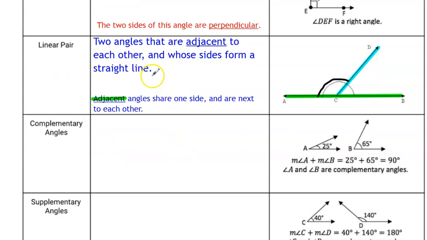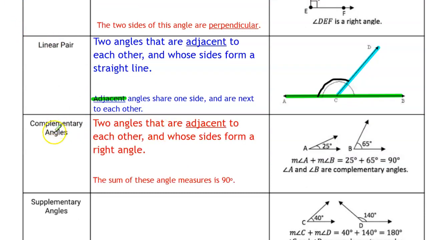Complementary angles are a special type of adjacent angles, which we'll give you the definition for now. All right, so-called complementary angles, they're not angles that say, oh, you look very nice today. They're angles that are adjacent to each other and whose sides form a right angle. So this angle here and this angle here, if you put them together, you would recognize that they would add up to 90 degrees. In other words, they would form a right angle.